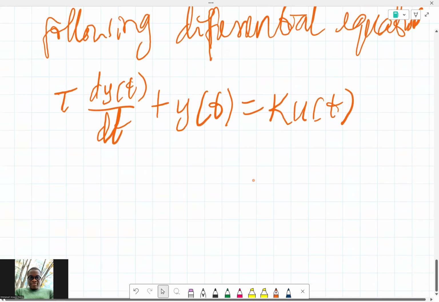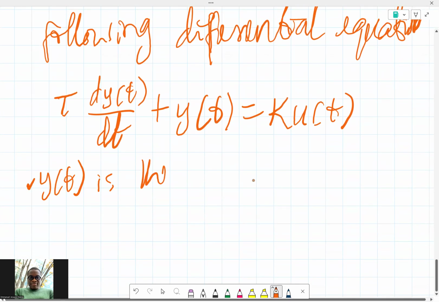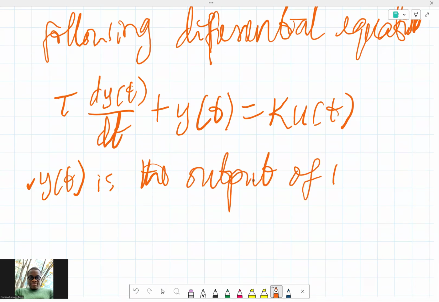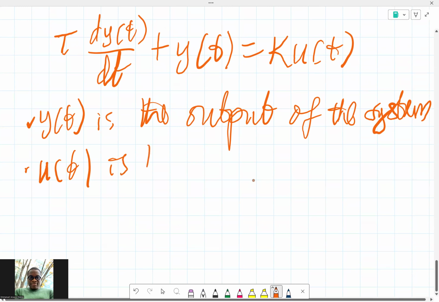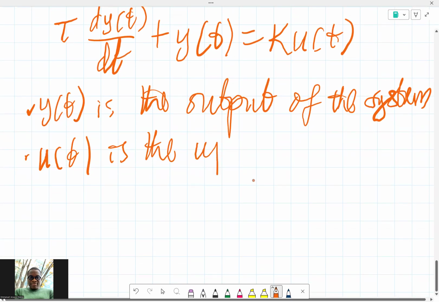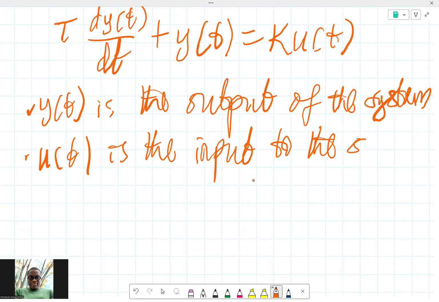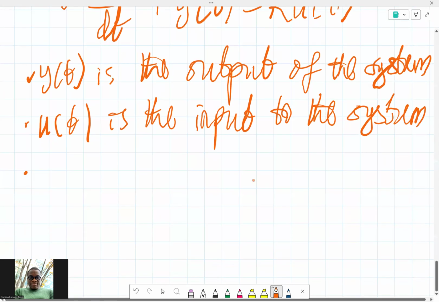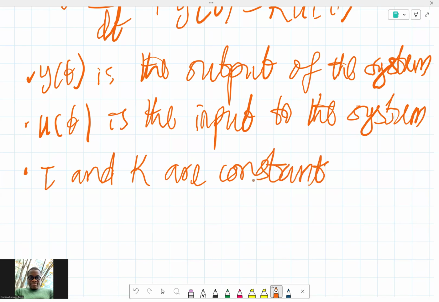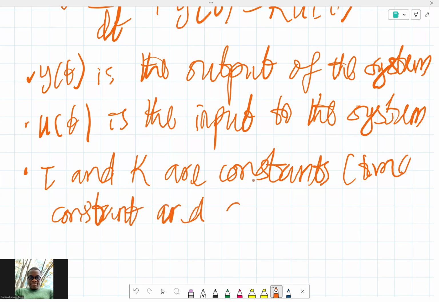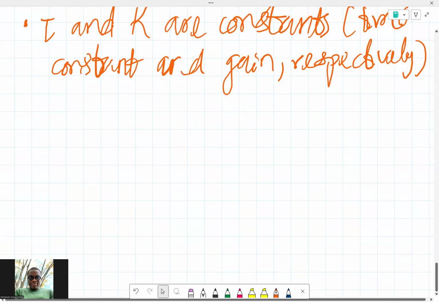Here, y of t is the output of the system. u of t is the input to the system. And tau and k are constants. Tau is the time constant and k is the gain, respectively. So what do we do with this?